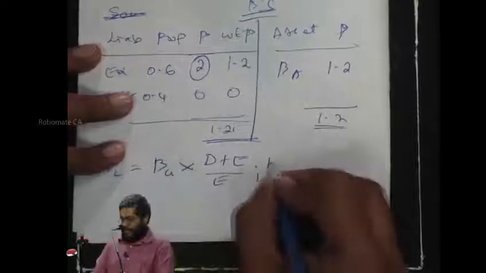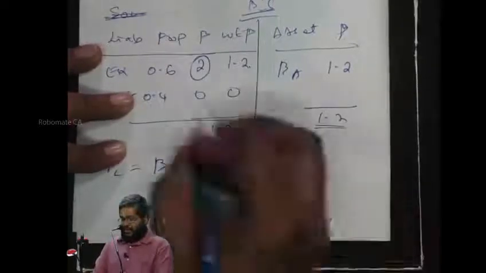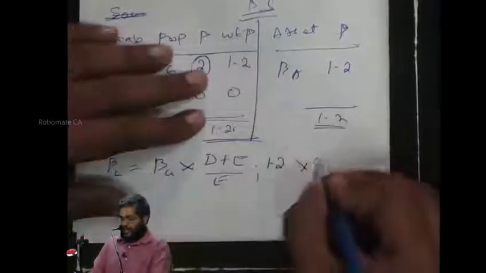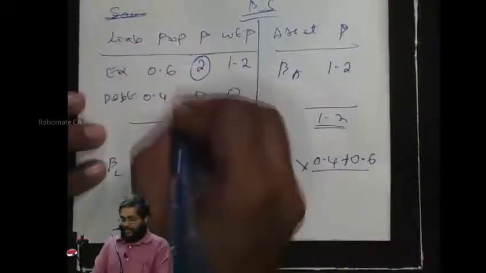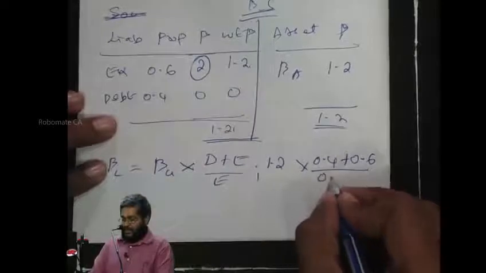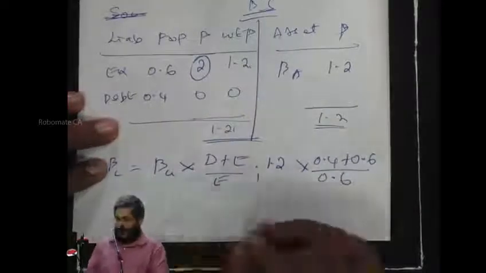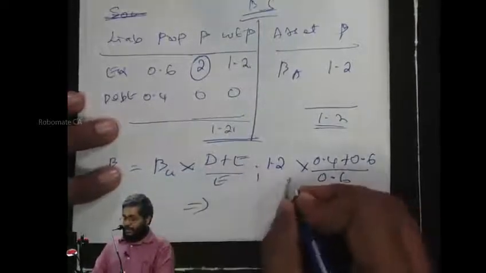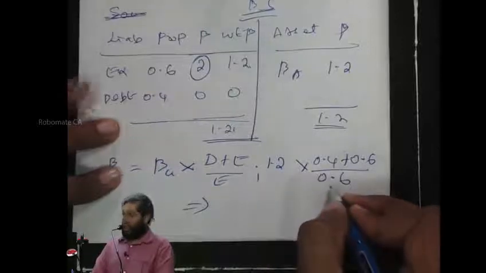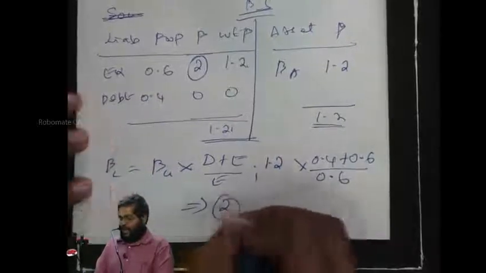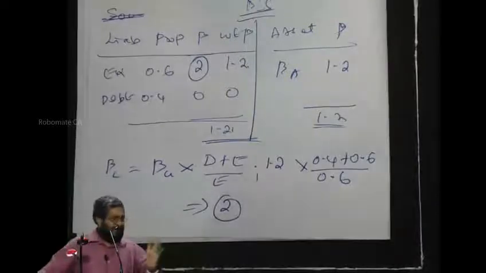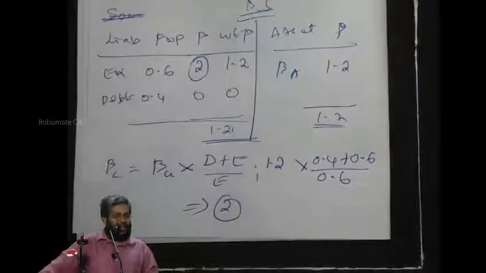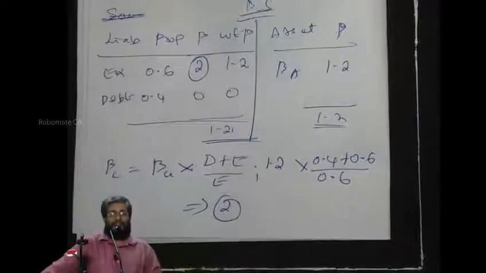So the unlevered beta is 1.2 into debt 0.4 plus equity 0.6, divided by equity 0.6. Right or not? It is going to be 1.2 into 1 divided by 0.6, which is how many times here? 2 times. It is called the levered beta. Tell me the formula. Levered beta is equal to unlevered beta into debt plus equity divided by equity. I think you are all following or not?